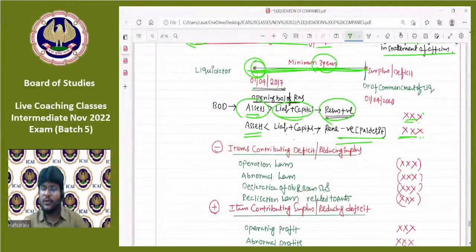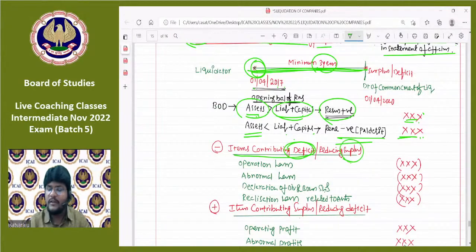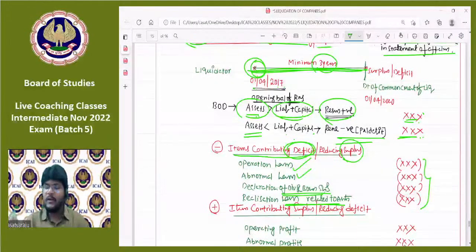From there, you need to adjust items contributing the deficit or reducing the surplus. Which are the reasons for losses? What situations contribute to the losses? Operating losses, abnormal losses, declaration of dividend and bonus shares, realization loss due to realization of assets during the process of liquidation. These are all items contributing the loss or deficit or reducing the surplus.